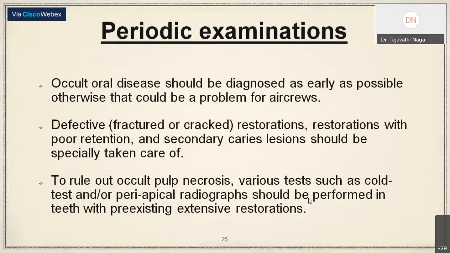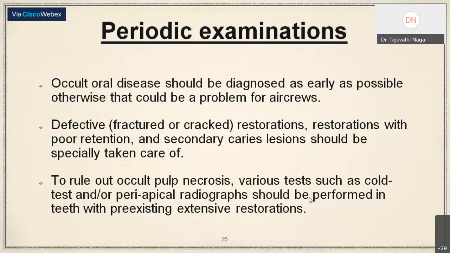Coming to periodic examinations, occult oral disease should be diagnosed as early as possible, otherwise that could be a problem for crew members. Defective, that is fractured or cracked restorations, restorations with poor retention, and secondary caries lesions should be specially taken care of. To rule out occult pulp necrosis, various tests should be performed in teeth with pre-existing extensive restorations. I repeat, occult disease should be diagnosed as early as possible for the crew members as well as the frequent flyers, and any defective thing has to be rectified.